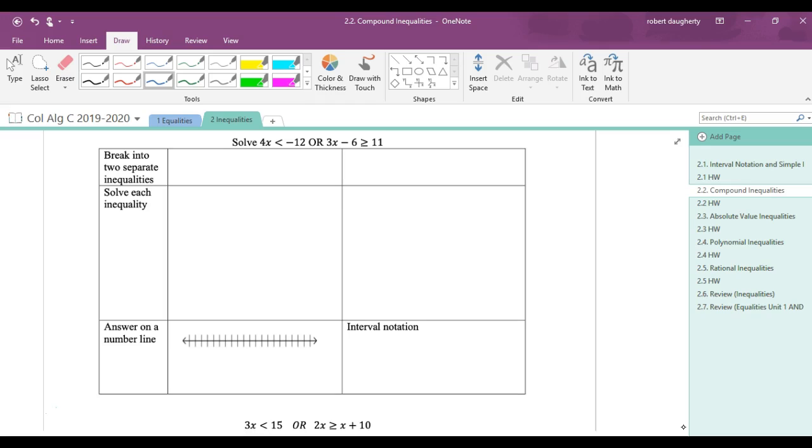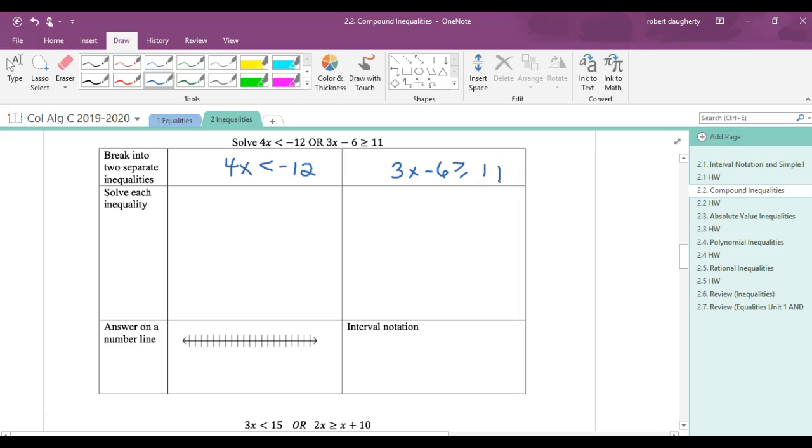Okay, this is a compound or. The other one's a compound and. There's no difference here. I treat these as just two separate inequalities. 4x is less than -12, or 3x minus 6 is greater than or equal to 11. Okay. Solve each of these.